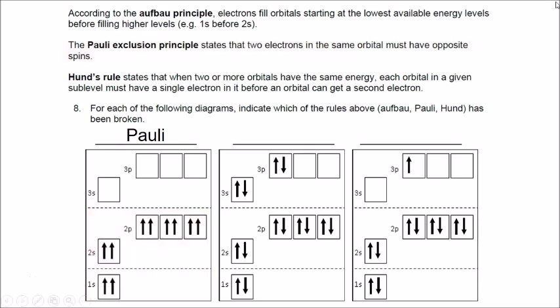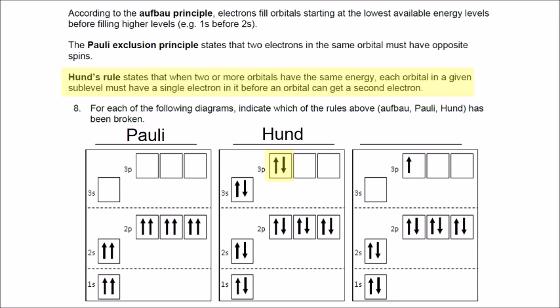In the next diagram, if we focus on the 3p sublevel, we see that there is an up arrow and a down arrow in the same orbital. This breaks Hund's rule, which states that when 2 or more orbitals have the same energy along the p sublevel, in this case, each orbital in that sublevel must have a single electron in it before an orbital can get a second electron. So we broke Hund's rule.